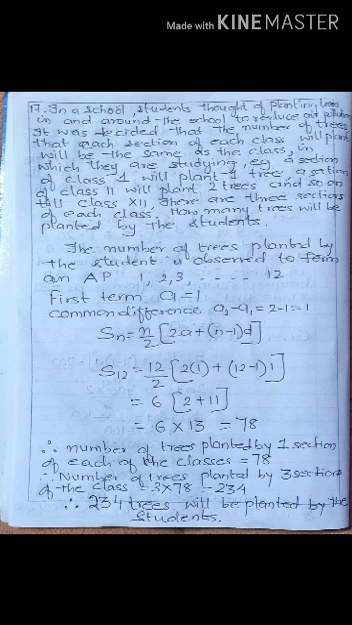Example 17. In a school, students thought of planting trees in and around the school to reduce air pollution. It was decided that the number of trees that each section of each class will plant will be the same as the class in which they are studying. For example, a section of class 1 will plant 1 tree and a section of class 2 will plant 2 trees, and so on till class 12. There are 3 sections for each class. How many trees will be planted by the students?